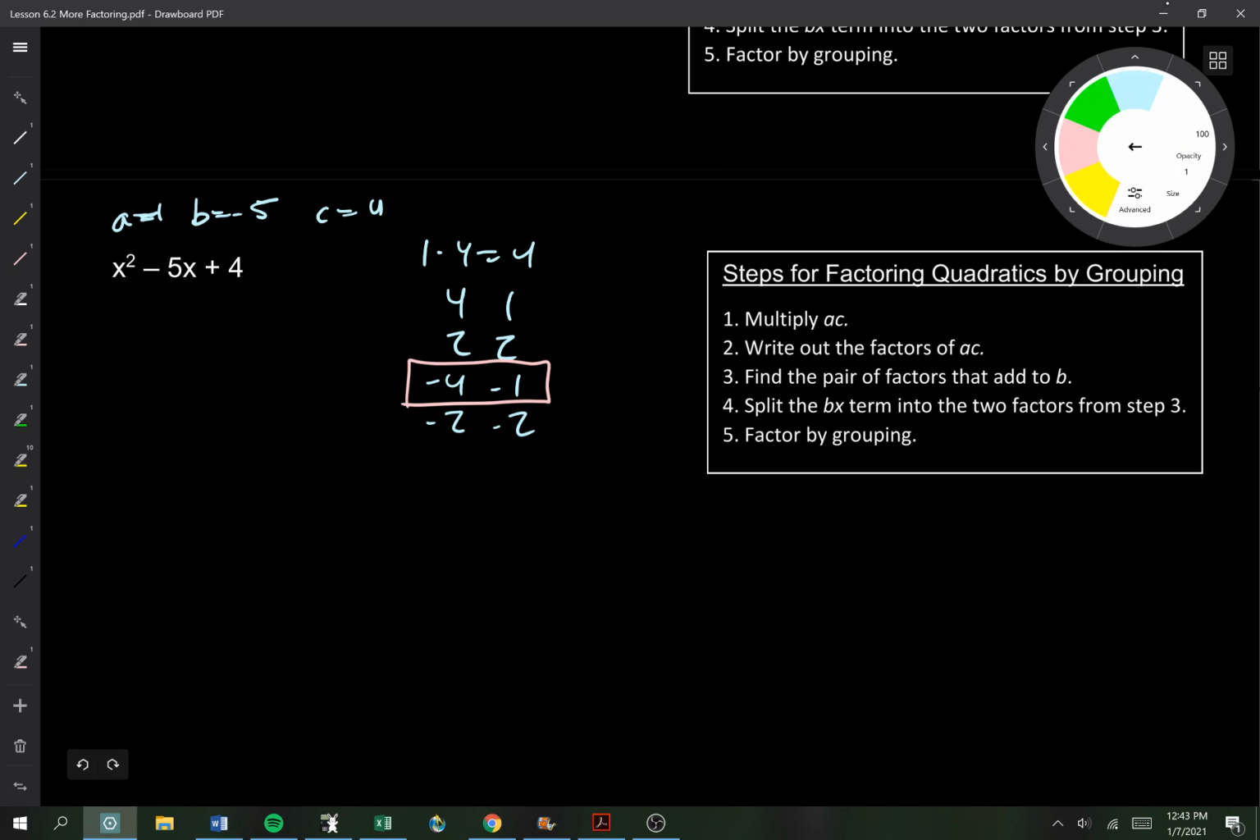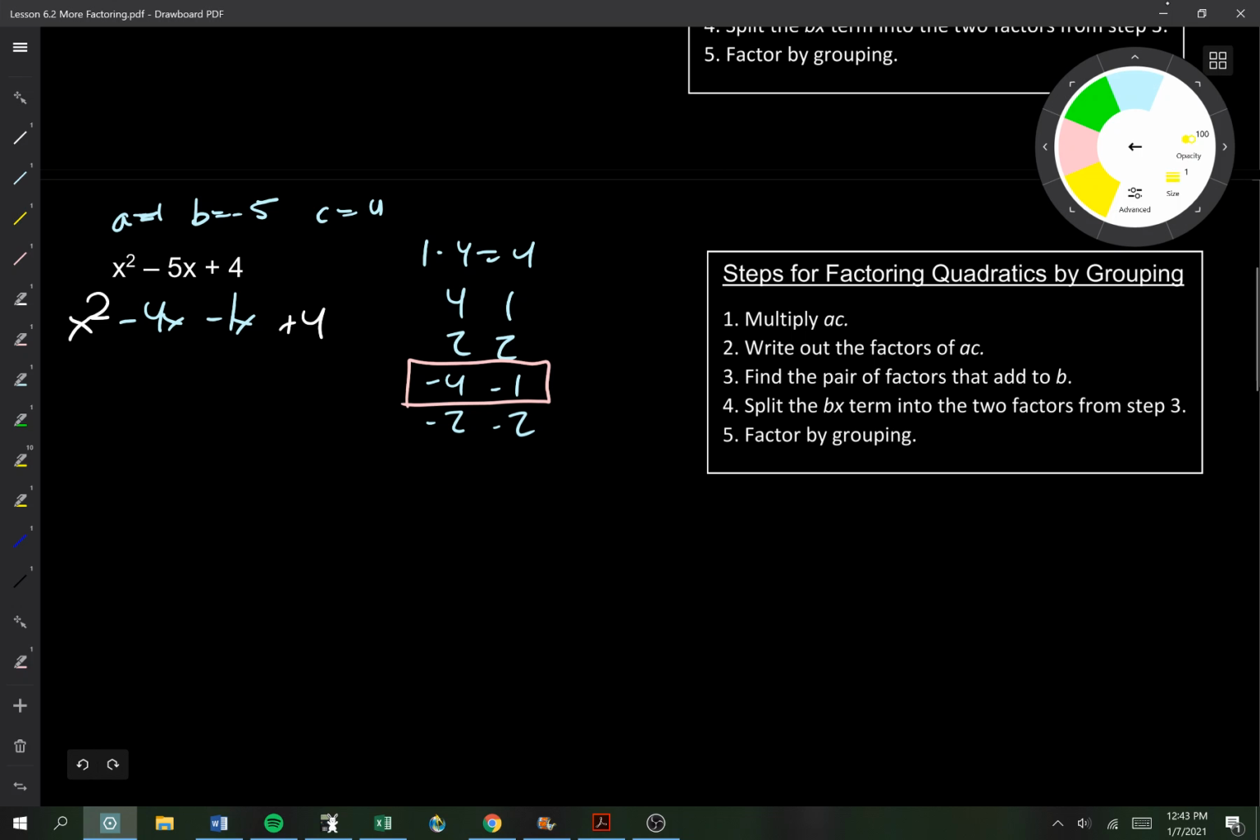So I'm going to split this up into x squared minus 4x minus 1x plus 4. You can flip the order of these. It doesn't matter which order these two terms come in. It'll still factor just fine. So either way you set this up is going to be okay.